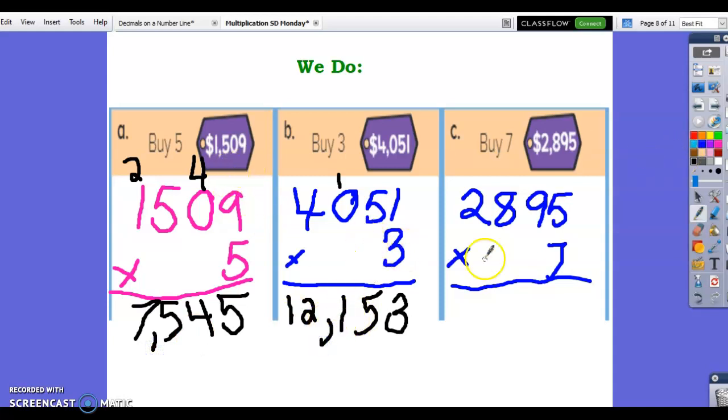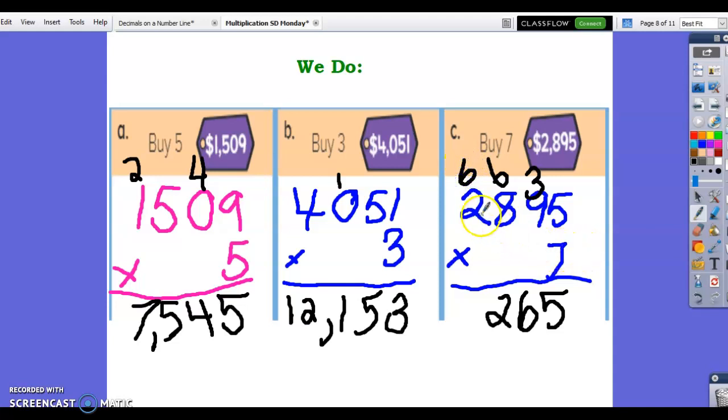And my last one that you should have is 5 times 7 is 35. Plus 3. 9 times 7 is 63. Plus 3 is 66. And then I'm going to put my 6 up here. And then 8 times 7 is 56. Plus 6 is going to be 62. Your 2 here. And then your 6.